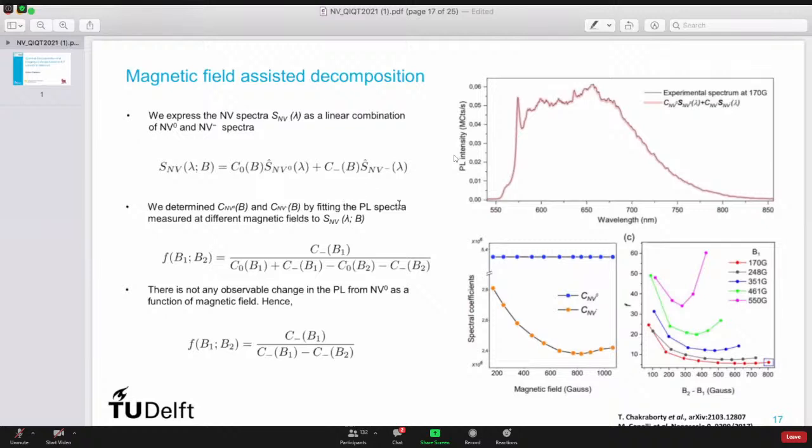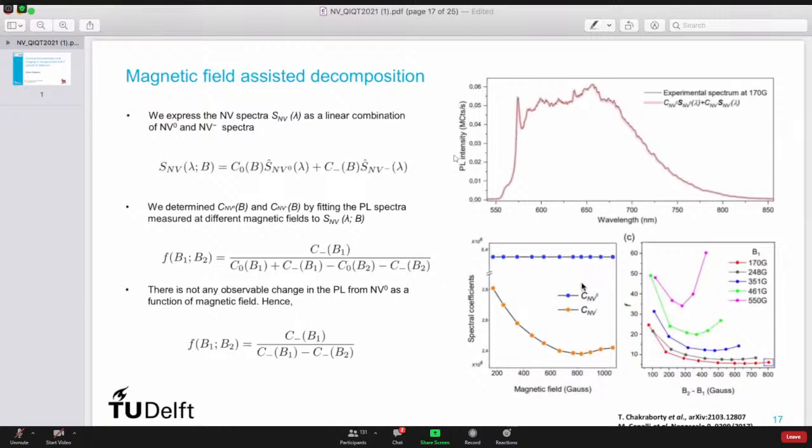Now, by fitting the spectrum measured at a random field with this equation, we can calculate these coefficients C0 and C minus. So this curve shows a specific fitting which was done for the spectrum taken at 170 Gauss. And then we did the same thing for all the other field dependent spectra, and we calculated C0 and C minus and then plotted them as a function of magnetic field.